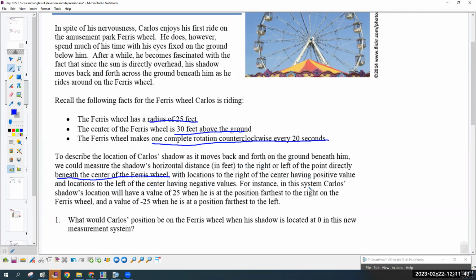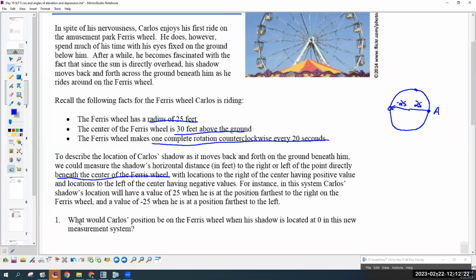For instance, in this system, Carlos's shadow would have a value of 25 when he's at the position to the farthest right. So as a reminder, that's a bad circle. Like if this was, we call this chair A, is furthest to the right and the radius is 25. So at chair A, we would say the shadow is positive 25. And then if we were on the far left here, it would be negative 25.